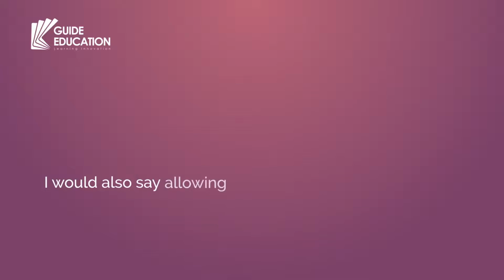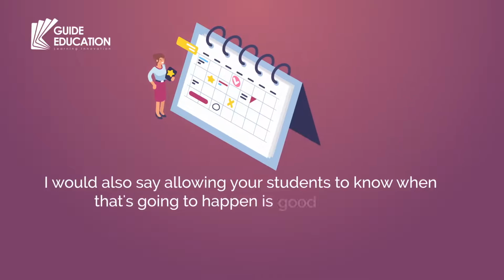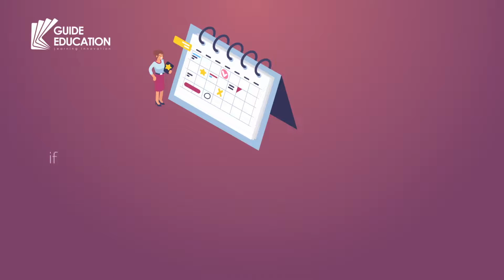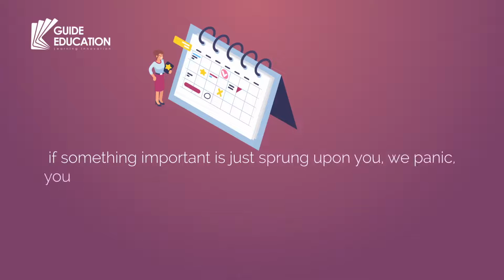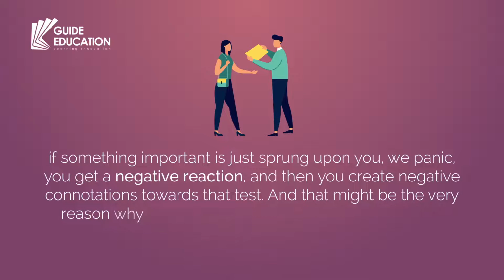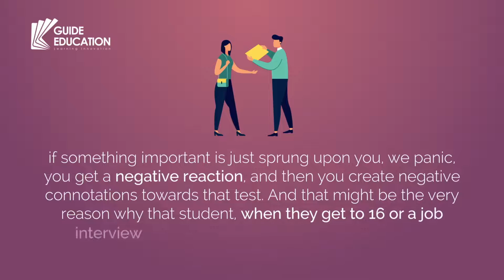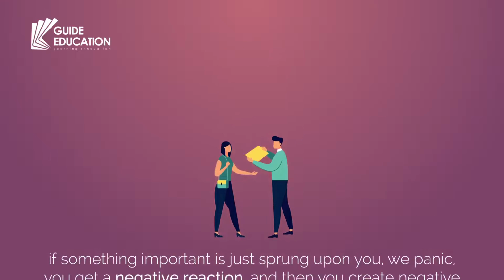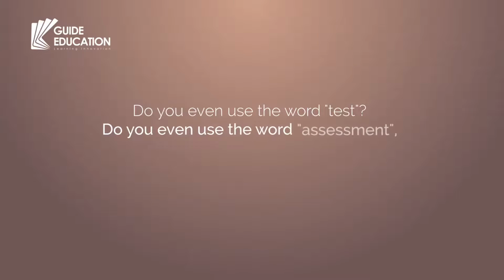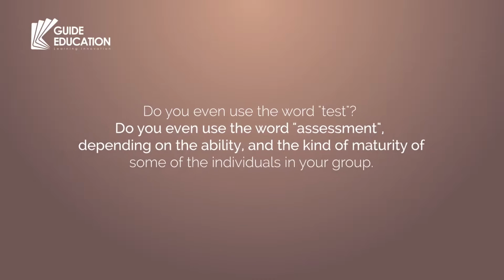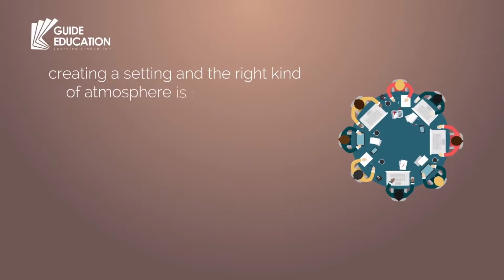I would also say allowing the students to know when that's going to happen is good planning, because a lot of us, whether you're 13 or 30, if something important is just sprung upon you, we panic, you get a negative reaction, and then you create negative connotations towards that test. And that might be the very reason why that student, when they get to 16 or a job interview at 22, panics and doesn't perform to the best of their ability. So do think about how you inform students. Do you even use the word test? Do you even use the word assessment, depending on the ability and the maturity of some of the individuals in your group? That's why creating and setting up the right kind of atmosphere is so important.